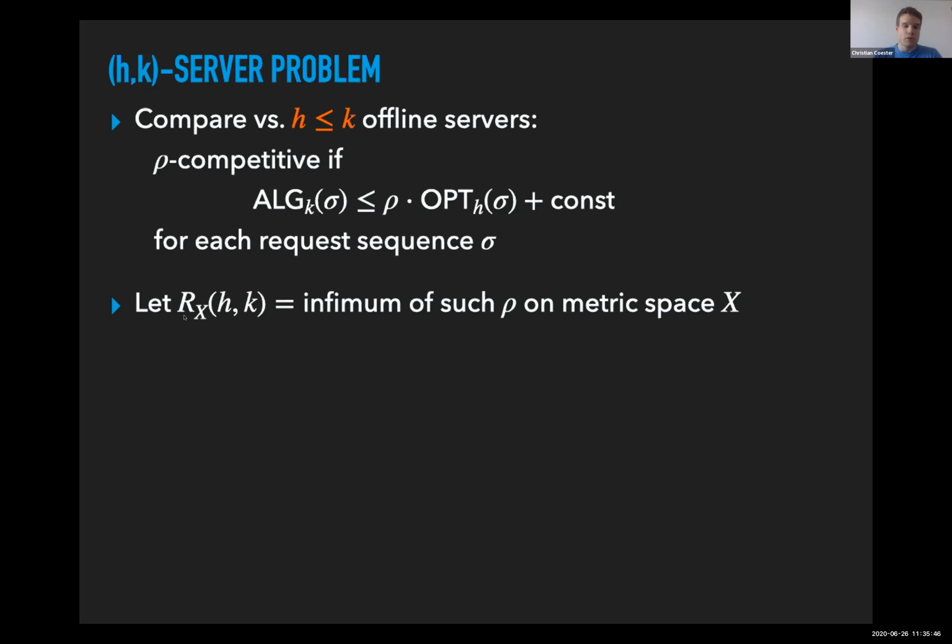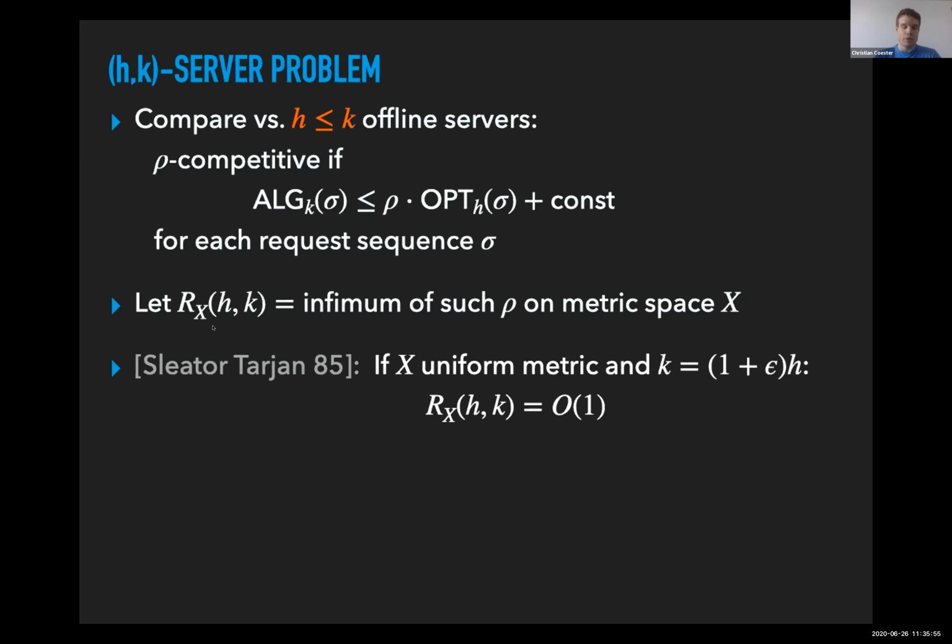Then I'm going to use the notation R_X(H,K) to denote the competitive ratio of the HK-server problem on the metric space X. For this problem, in the case when X is the uniform metric, it's also equivalent to the caching problem that we heard about in the first talk, or a variant of this problem. In this case, it was shown by Sleator and Tarjan in '85 that if K is only an arbitrarily small factor bigger than H, so if you only have a few more online than offline servers, then the competitive ratio drops down to a constant.